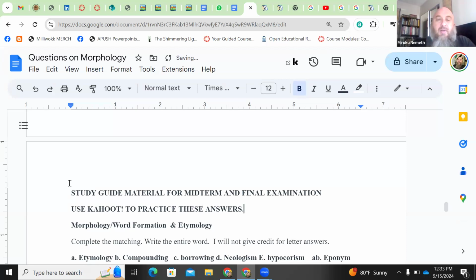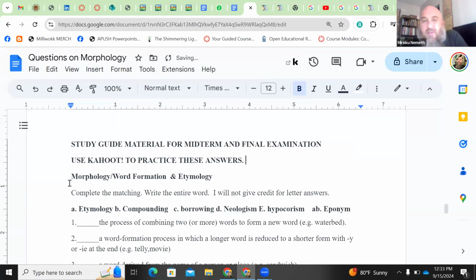Some of these will be shortened on the Kahoot because you can't write that much in a Kahoot, which is a problem. But they are there for the ones that are actually in your midterm and your final.